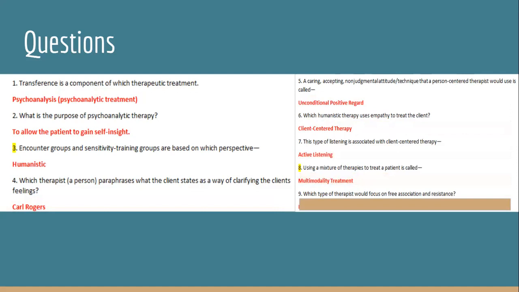A mixture of therapies is called, oh, that's not correct. Sorry, the answer is not correct on this. That is eclectic treatment. Although multimodality technically has the same meaning as eclectic, that's not the term we use in AP psychology. So that's not correct. Sorry about that. It's eclectic. Which type of therapist would focus on free associations and resistance?